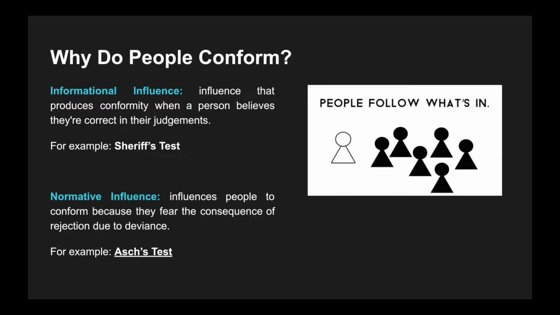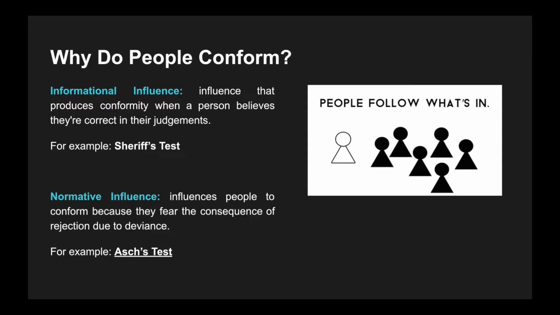Why do people conform? Informational influence. Influence that produces conformity when a person believes they are correct in their judgments. People conform because they want to make accurate judgments and assume that when others agree on something that it must be right. For example, sheriff's test.